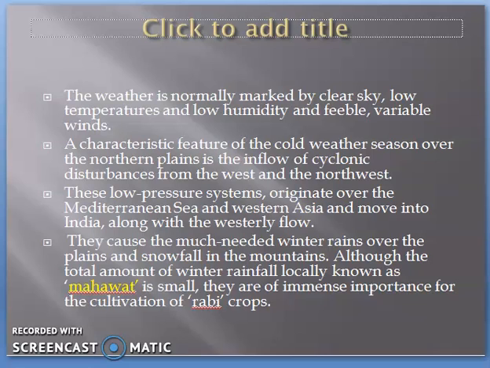In case of this winter only, we can see the cyclonic disturbance occur. We already know this term, western cyclonic disturbance. So in this particular season in the northern plains, we are having the western cyclonic disturbance from west to the northwest part of our country.